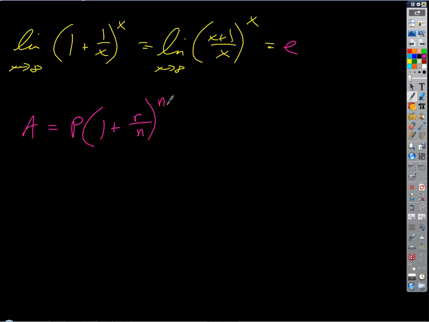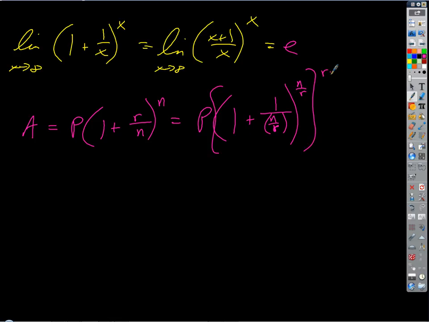you could say that r over n is the same thing as the reciprocal of n over r, right? So we could write this as principal times 1 plus 1 over n over r, okay? And then instead of calling this an n, this is a little bizarre, but we could write that instead as n over r to the r. Okay, why would we do that? Everybody agree those are algebraically equivalent?